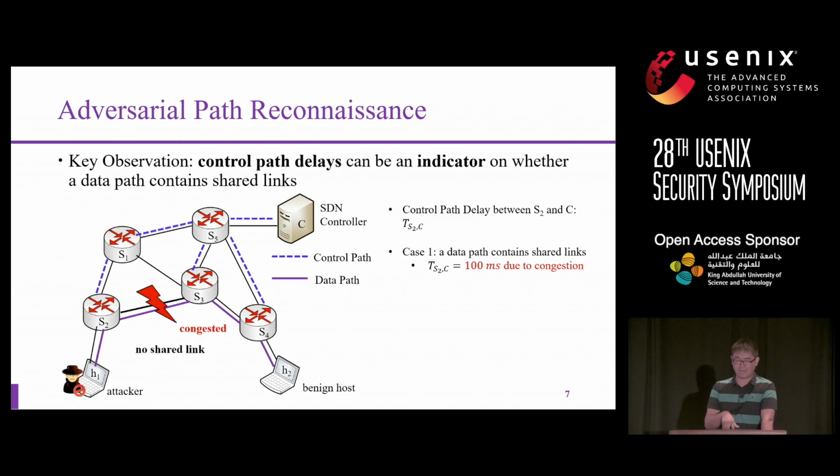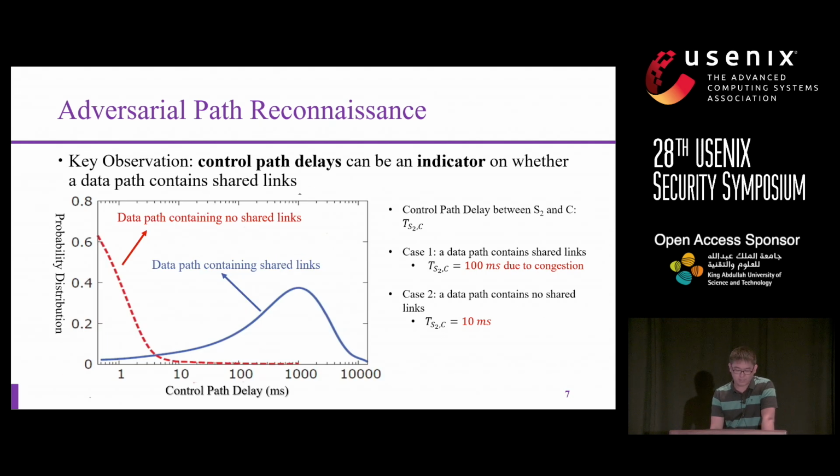If the data path contains no shared link, what about the control path delays? Well, the control path delay will be small since control traffic will not be affected by the data traffic. This figure shows the control path delay in such two cases. We can see that the control path delays in the two cases are significantly different. So we can leverage the control path delay to find whether a data path contains shared links.